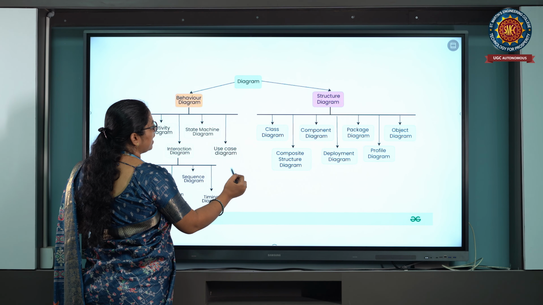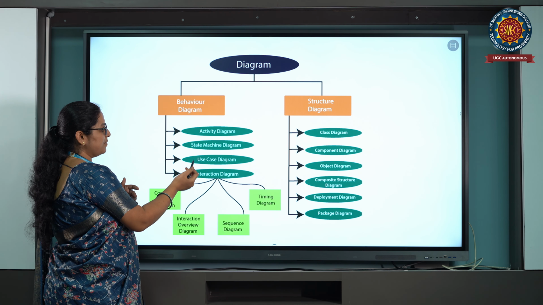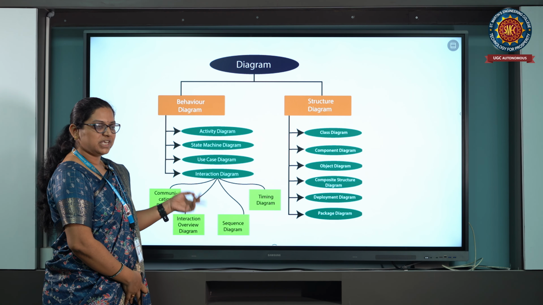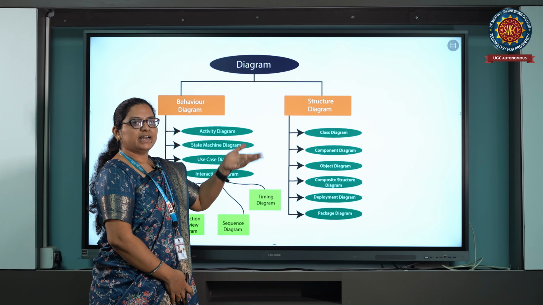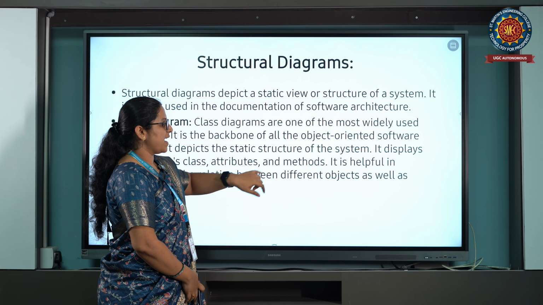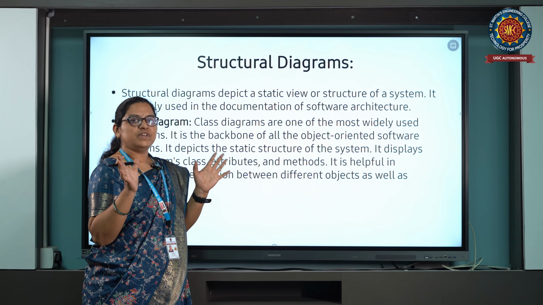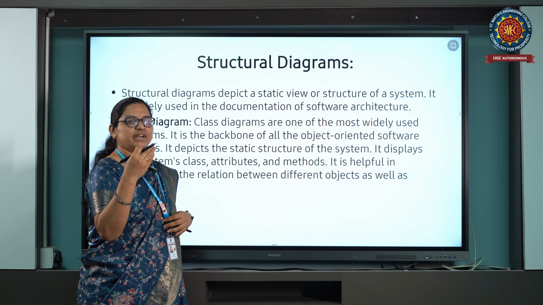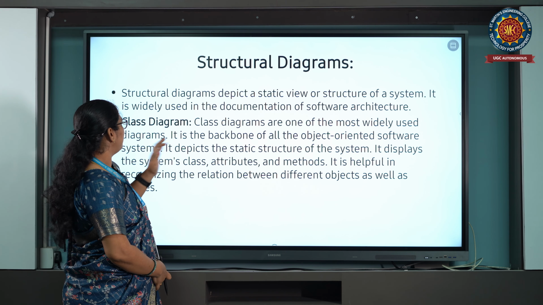Behavioral diagrams are activity diagram, state machine, use case, and interaction. In interaction, communication diagram, interaction diagram, sequence diagram, and timing diagram. In structural diagram, class diagrams, component diagrams, object diagrams, composite structure diagrams, deployment diagrams, and package diagrams are there. Structural diagram means the structure of the system, the program structure we need. It is widely used in the documentation of the software architecture.